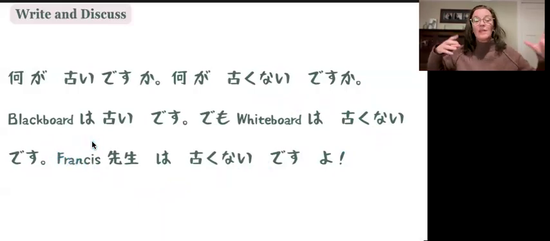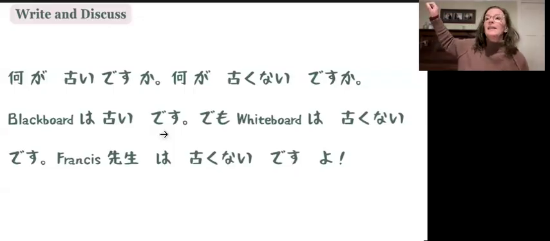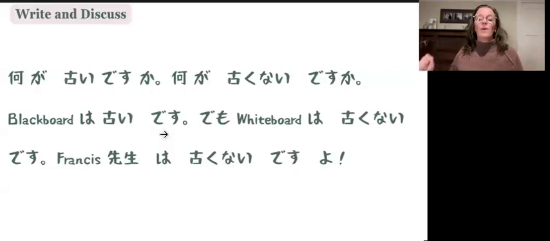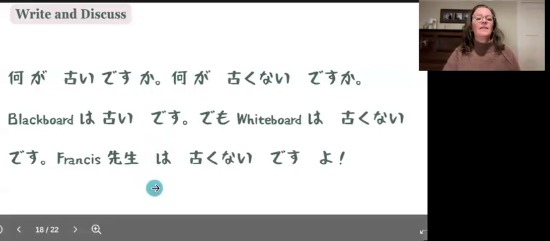So as we're saying it together, I am writing it on the board. Blackboard wa furui desu, and writing as I go. 皆さん、whiteboard wa furui desu ka? I might just say that to the students, no writing, and they would say, いいえ. Whiteboard wa furukunai desu ne. はい。でも、whiteboard wa furukunai desu. And then continue on with the next one.